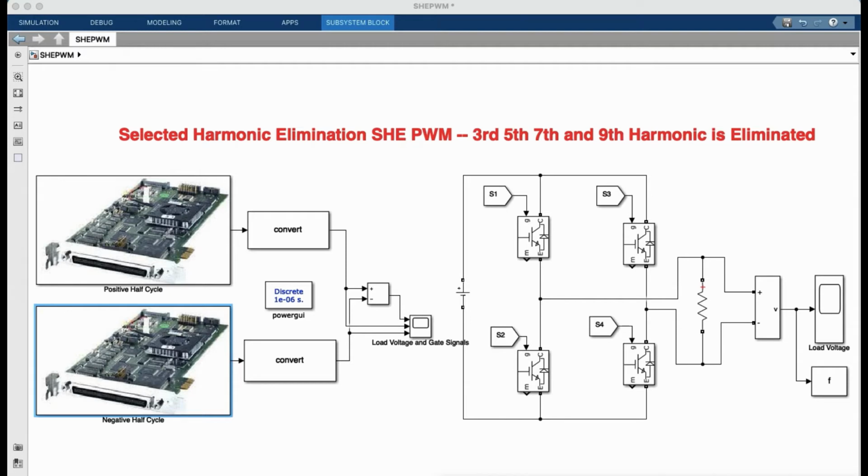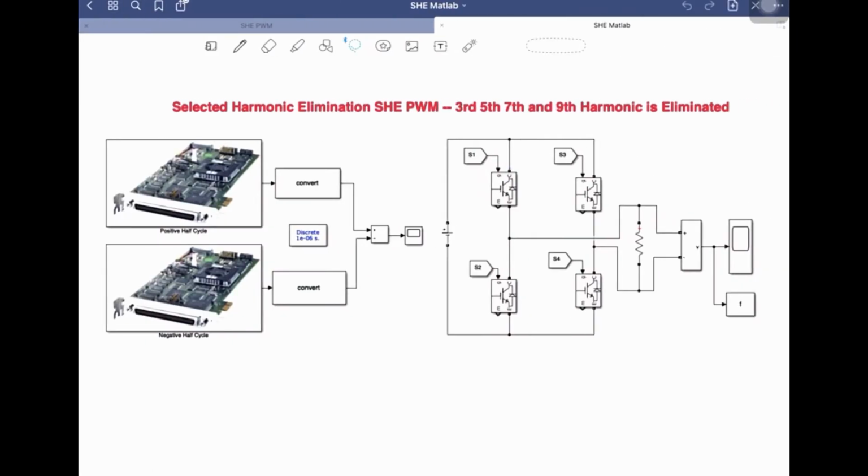So we will discuss the implementation of the selected harmonic elimination using Matlab in this video. Just look at this circuit diagram. In this you can see an H-bridge circuit that is shown over here. We will use this H-bridge circuit to generate the required output voltage waveform across the load. So we are going to use this resistance as a load.